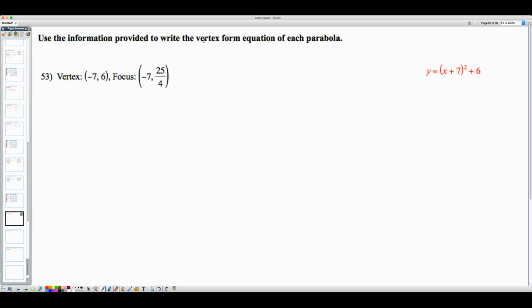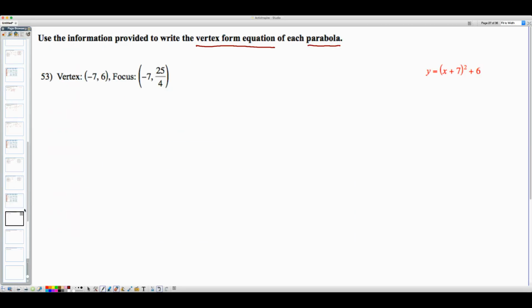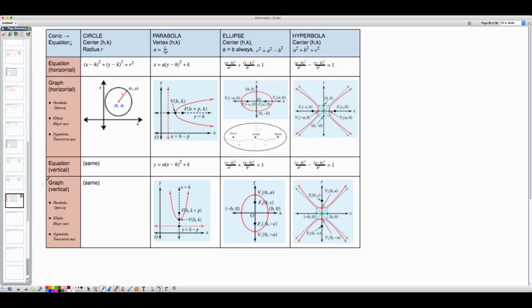Use the information to write the vertex form of the equation of each parabola. So if the vertex is at negative 7, 6, and the focus is at negative 7 and something, if I look at my equation for parabola, when my focus and my vertex both have the same, what was it? It has the same x value. So if this has the same x value right here, I can see that it's going to be opening up and down, which is great.